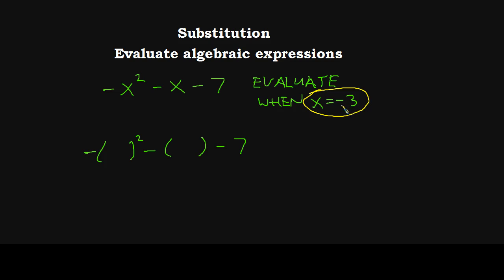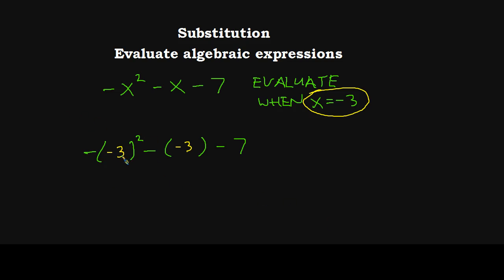By the way, some people may refer to substitution as plugging it in. We're going to try to be a little more formal. So we'll substitute negative 3 in here in place of x. So x is negative 3 and x is negative 3, and this will get us a value. We can go ahead and compute this.